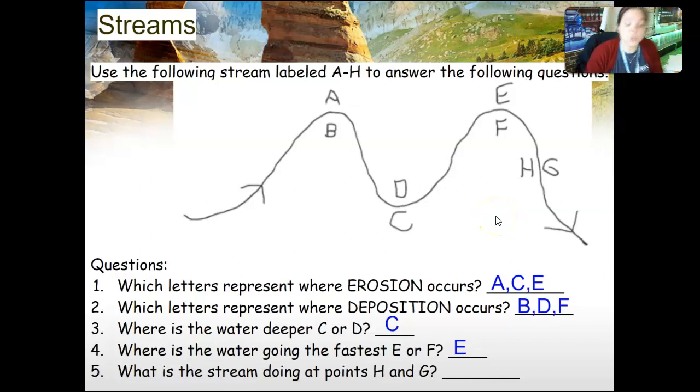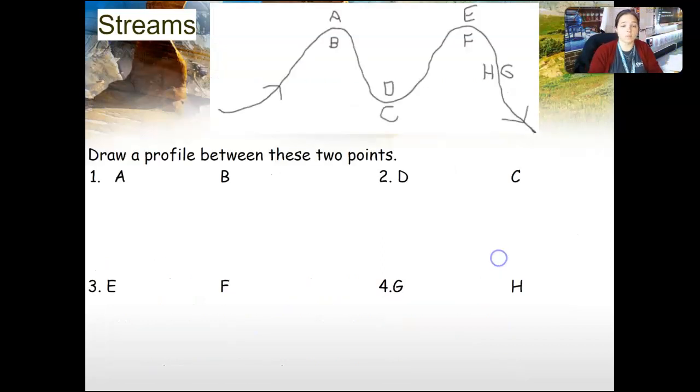What is the stream doing between points H and G? Well, it's not going fast and it's not going slow. It's just going straight. We're not going to have one side that's cut out more than the other side. What do I mean by this? When we do profiles, we're going to do profiles of each of those sections: A to B, D to C, E to F, and H to G.